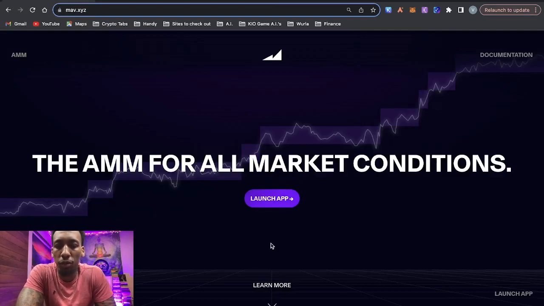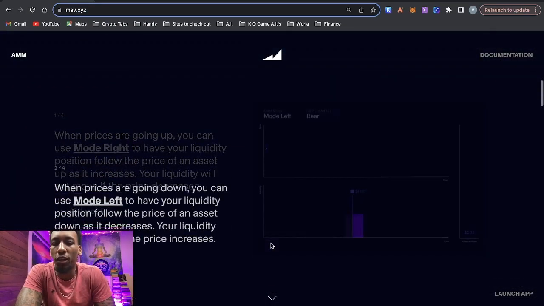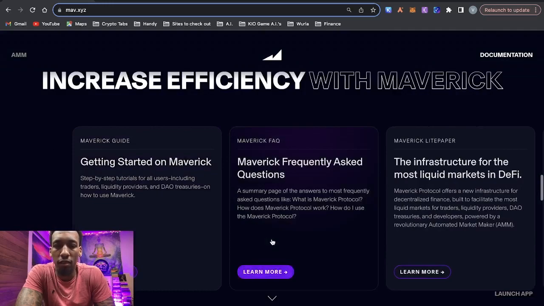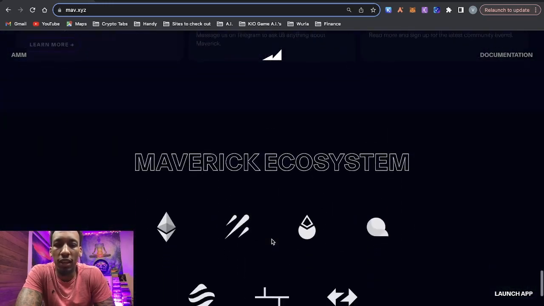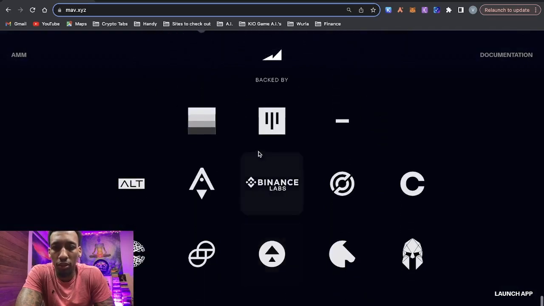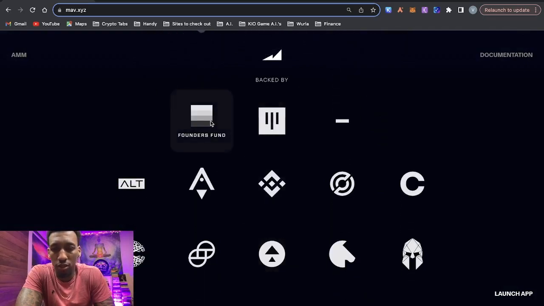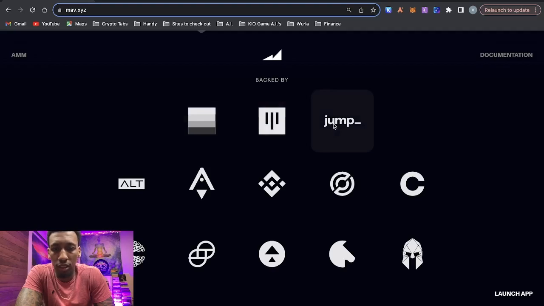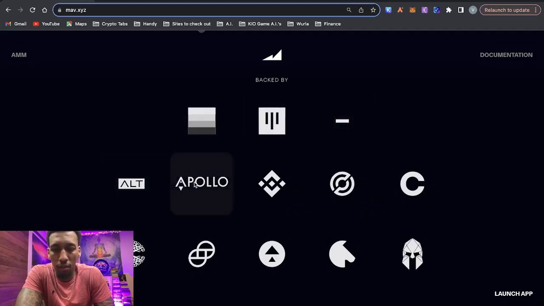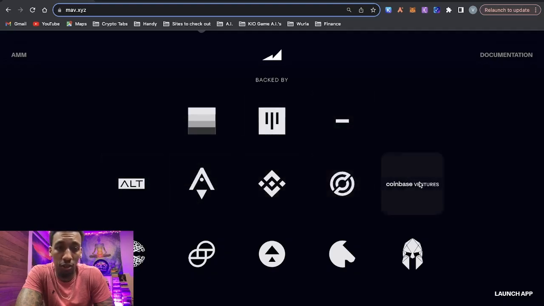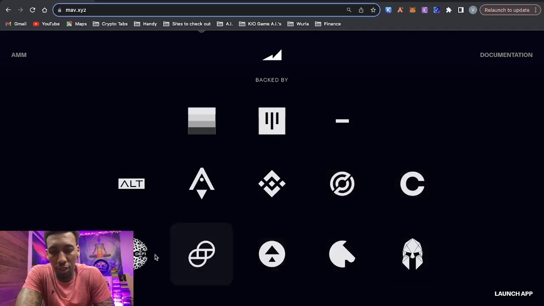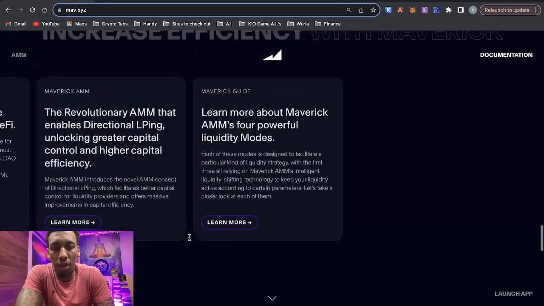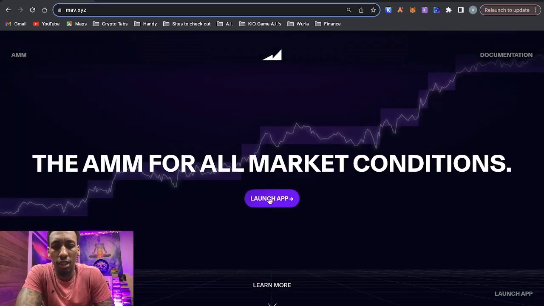All right, so here we are on the website. You scroll down, it goes through all the modes here, and they have some articles that you can check out. One good thing is that they have some pretty good backers, some pretty good investors. So Pantera, one of the top VC funds, Jump Capital, also one of the top, Apollo, Binance Labs, Circle, Coinbase Ventures. I'm not familiar with all these. Gemini Exchange. So they have some pretty good backers. That's a good thing. So now let's launch the app.